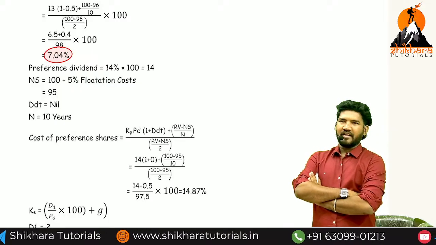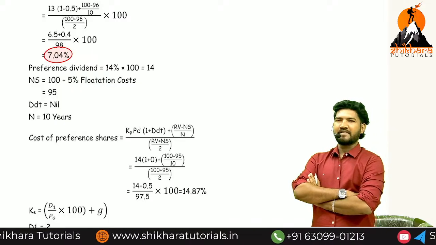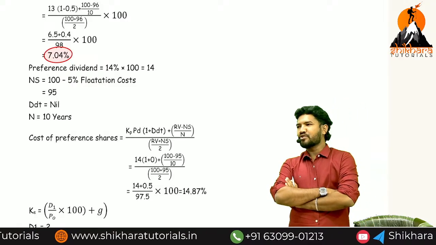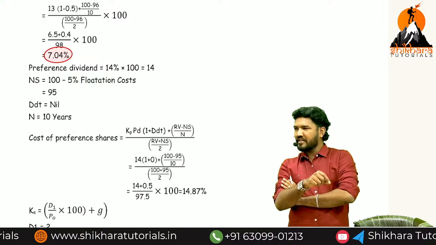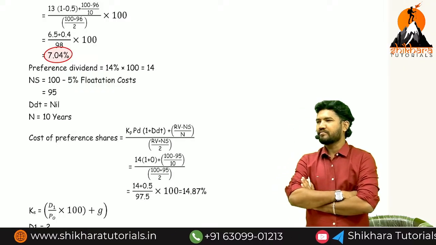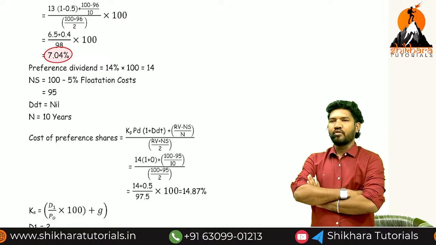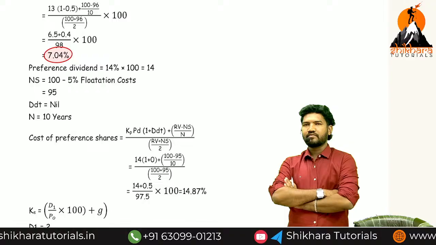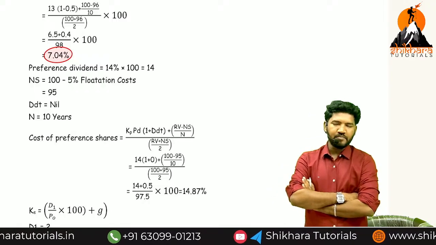Don't follow the material. They used a formula 1 plus dt. What's the full form for dt? Dividend distribution tax. For formula purpose only they consider it. There is no information in the question. I hope you know how to calculate if there is a dividend distribution tax. Yes or no, sir? Don't get confused by the textbook formula.